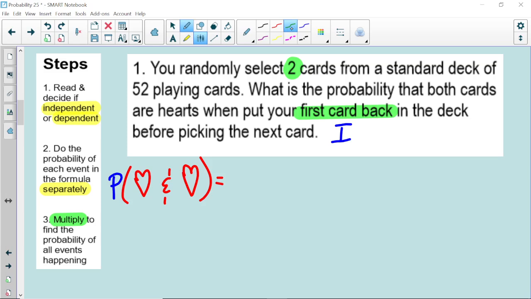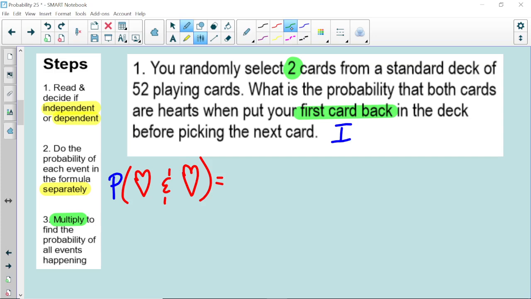Again, pick a heart, and then the second time, Jalen, we're going to pick a heart again. We're going to find out what are the odds? How likely is it? All right, so we're choosing independent because we are replacing the card. So when our second card is picked, nothing changed. You take a heart, you put it back, you can still get that heart again. So it's independent. So now we do step 2, each event separately.